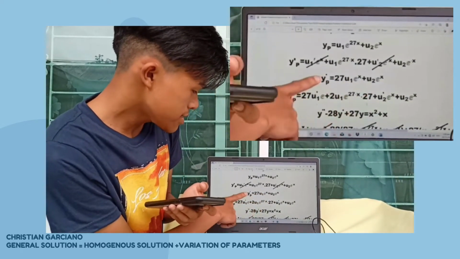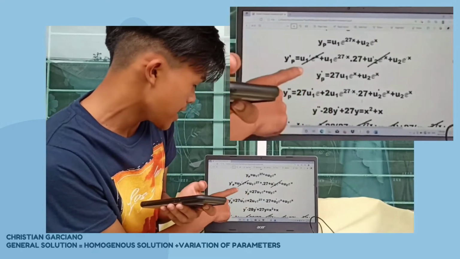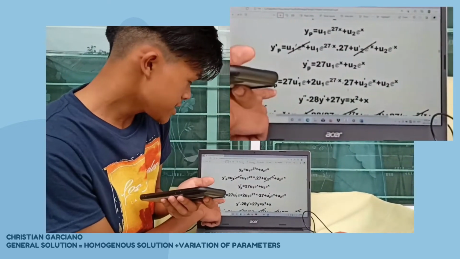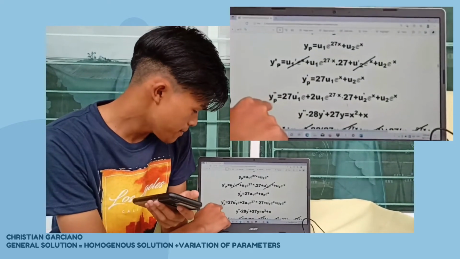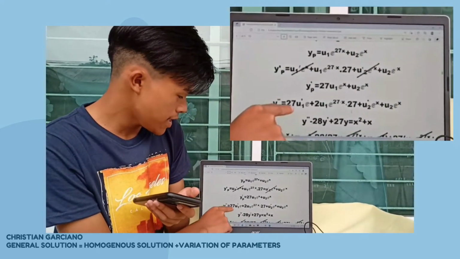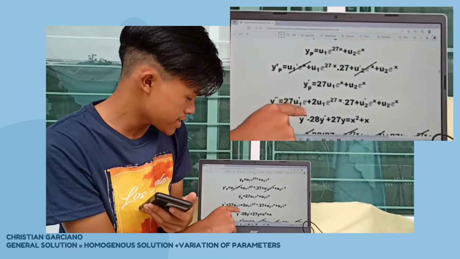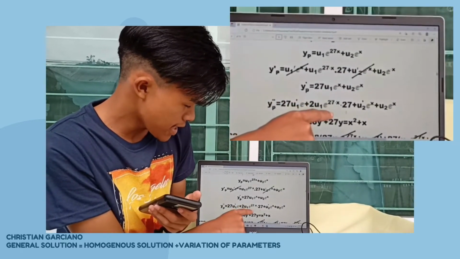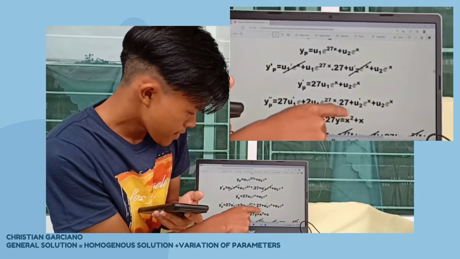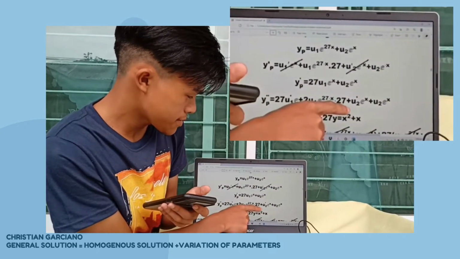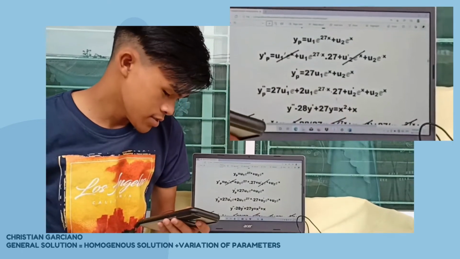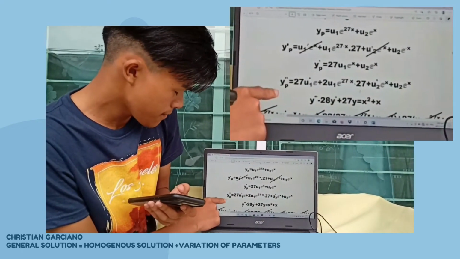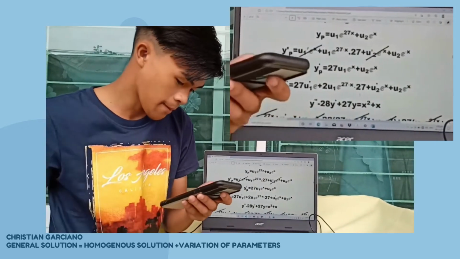So after this, we will differentiate again using the product rule. So the answer is y double prime p equals 27 u1 prime e^27x plus u1 e^27x times 27 times 27 plus u2 prime e^x plus u2 e^x. So again, we will differentiate this.